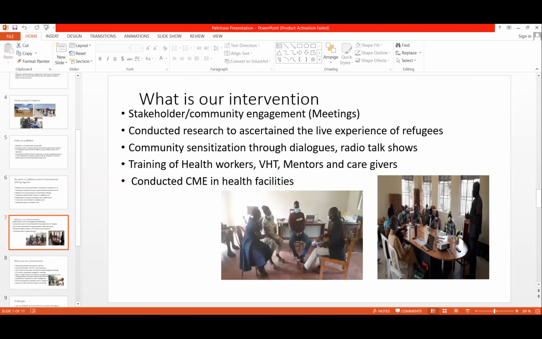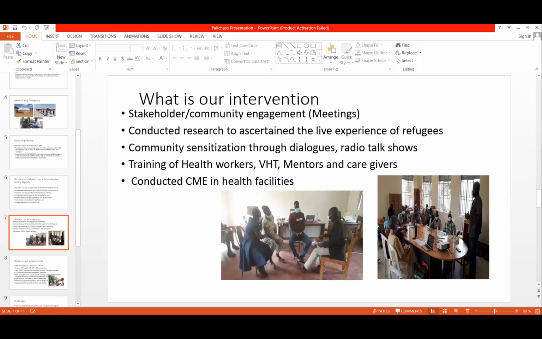What did we do then as palliative care practitioners in Adjumani with our partners, with other funders? We had to start engaging ourselves into stakeholders meetings within the district, involving the political leaders, the religious leaders, the cultural leaders. And also we conducted a research to ascertain what is the experience of the refugees that live with life-limited illnesses or chronic related issues. And then we went ahead to have dialogue meetings, family dialogue meetings, community dialogue meetings.